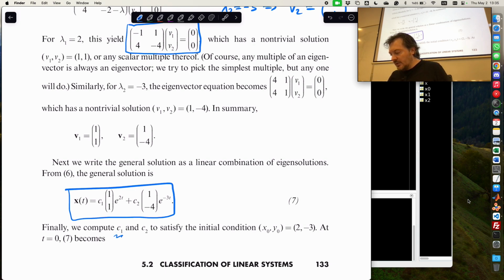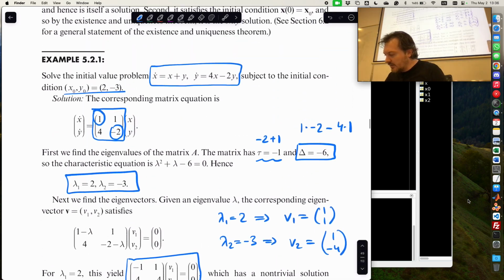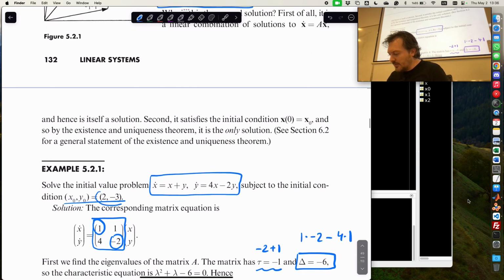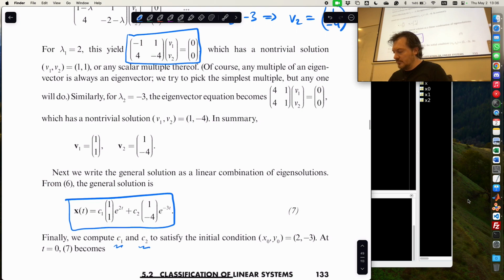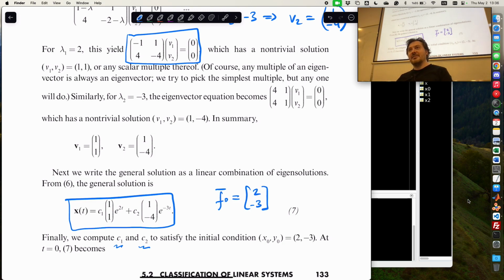But to find C1 and C2, do you remember what we need to do? Anyone who remembers the very first? Initial conditions? Yes, initial conditions are 2 and minus 3. So this is our f function, like f(0), 2 and minus 3. Ooh. I'm saying something, writing something else. 2 and minus 3, right?